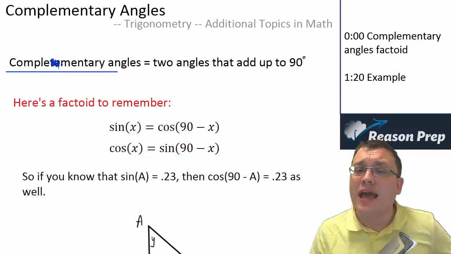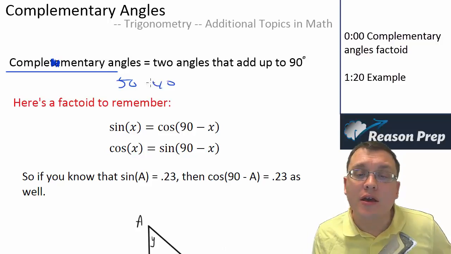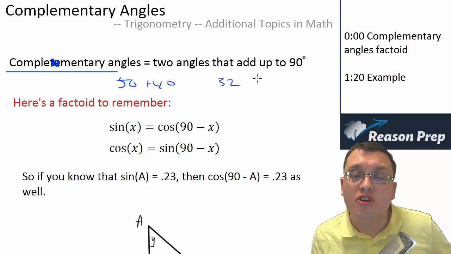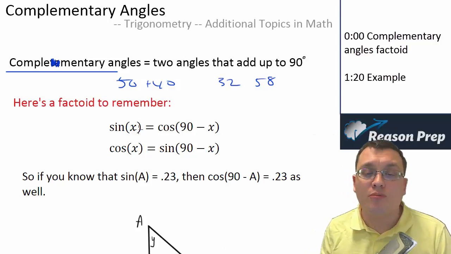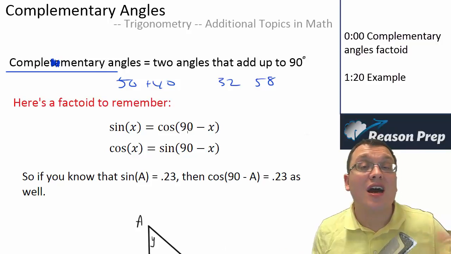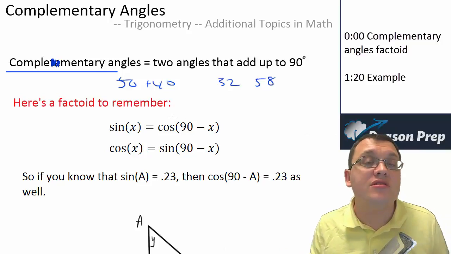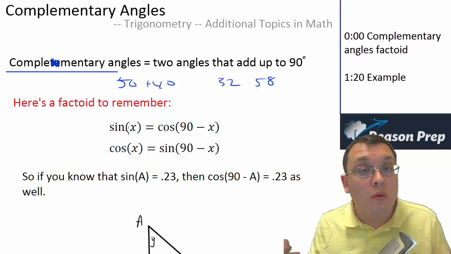Complementary angles are two angles that add up to 90. So 50 and 40 would be complementary, 32 and 58 would be complementary, and so on. So here's the factoid to remember. When you take the sine of x, the cosine of the complement of that angle, in other words, the cosine of the angle that adds up with the angle to 90, will be the same.